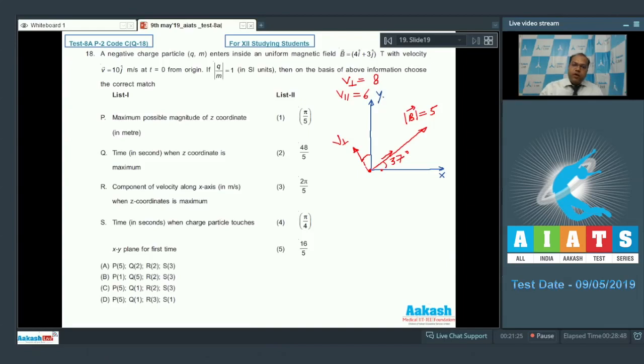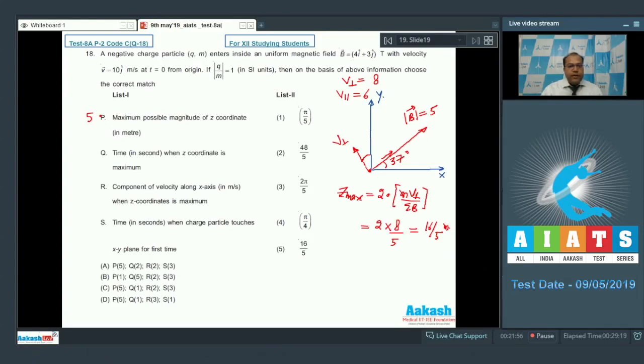So in that case it will move. So the maximum Z coordinate of the charged particle becomes 2r. So Z max is 2r, and 2 into r can be written as m into V perpendicular divided by qB. So this can be written as 2 into m by q ratio is 1, V perpendicular is 8 and B is 5. So this comes out to be 16 by 5 meter. So the correct matching is 5.